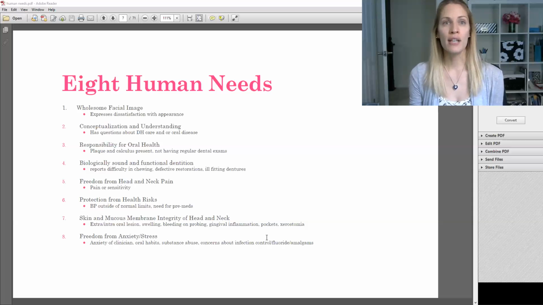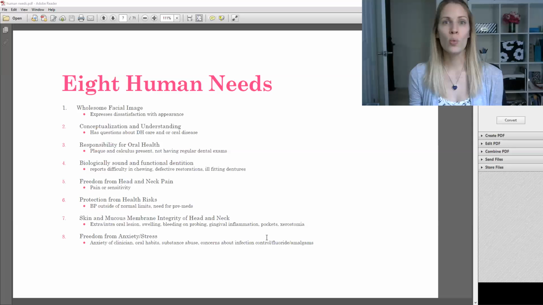Number 5, freedom from head and neck pain. This is if the patient's in pain at all. If they have sensitive teeth, if they tell you their tooth hurts, if they tell you they're cold sensitive. Sensitivity and pain is the same thing. And anytime a patient tells you they're in pain, this is number 1 that has to be looked at.